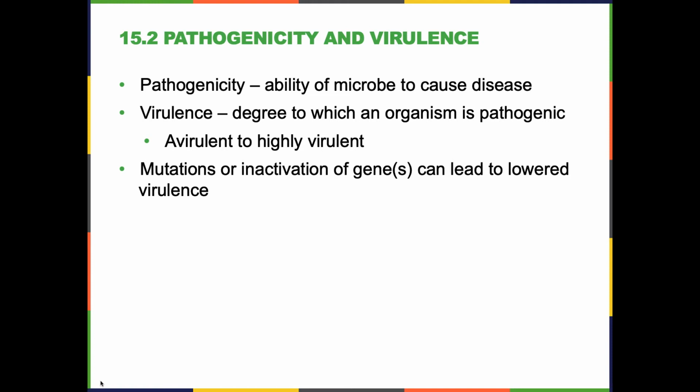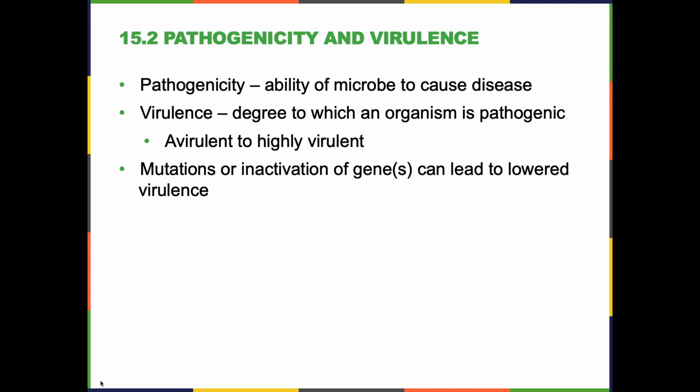So pathogenicity is the ability of a microbe to cause disease, right? So to generate pathos, or disease, right? And then we use this term virulence to describe the degree to which an organism is pathogenic, right? So something that's highly virulent means that it causes severe disease, right? Or causes disease readily, whereas avirulent or low virulence means it does not, right? Sometimes these terms are used interchangeably, right?